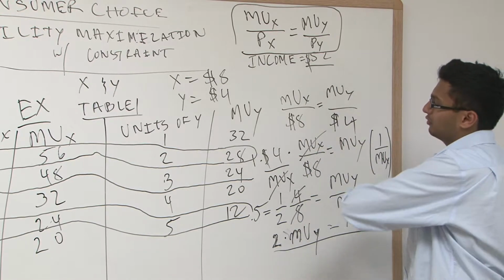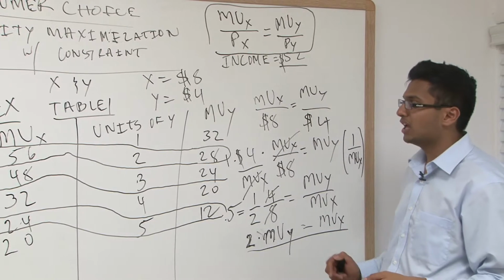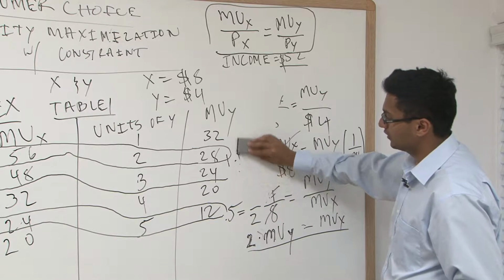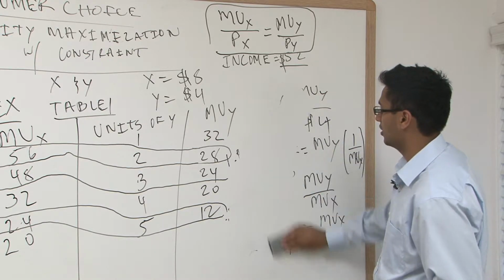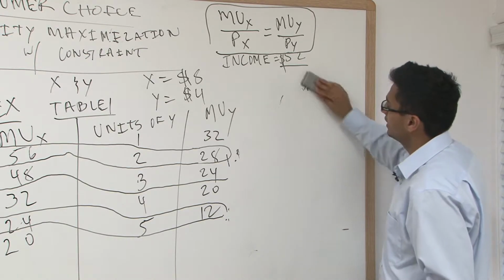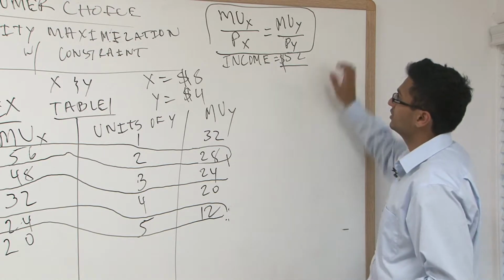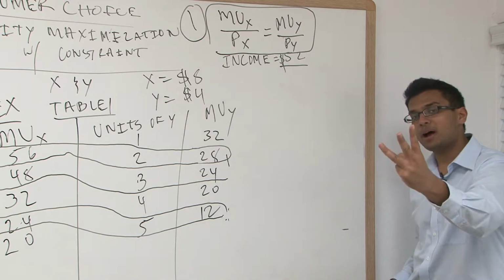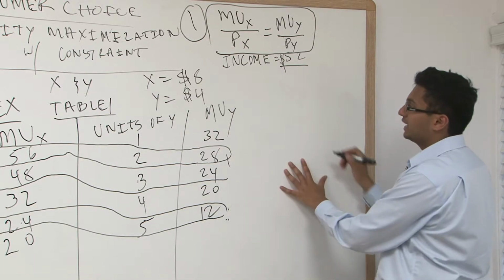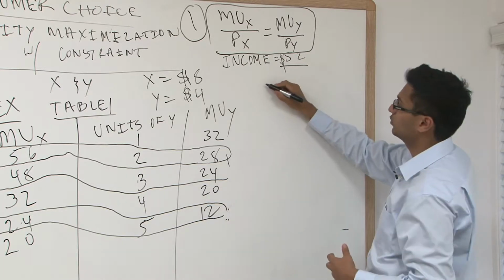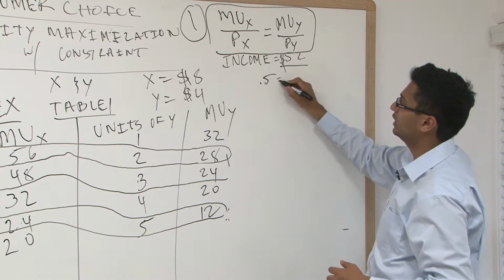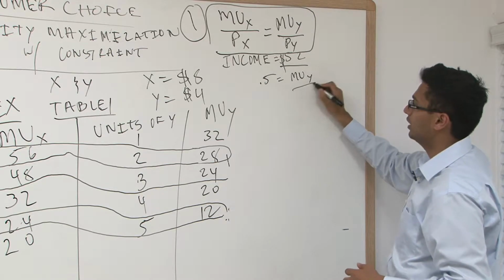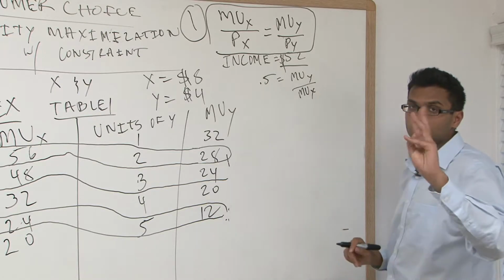So I'm going to go ahead and erase this side of the board so we can solve what is the best combination. Now remember what I told you before, what we're looking for here, the first part, is matching this. So this is number 1. You've got to make sure this clicks. So we found 3 possible combinations. We said 0.5 equals MUY over MUX. We found 3 combinations.